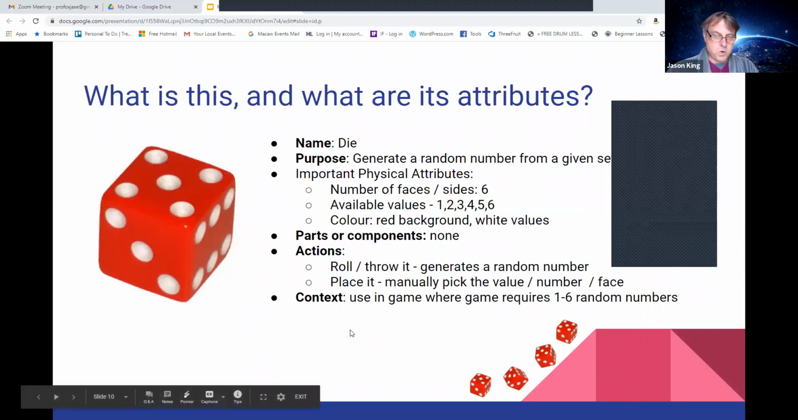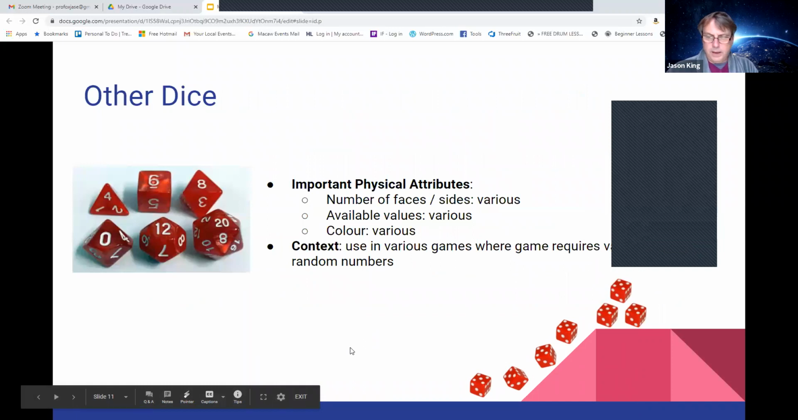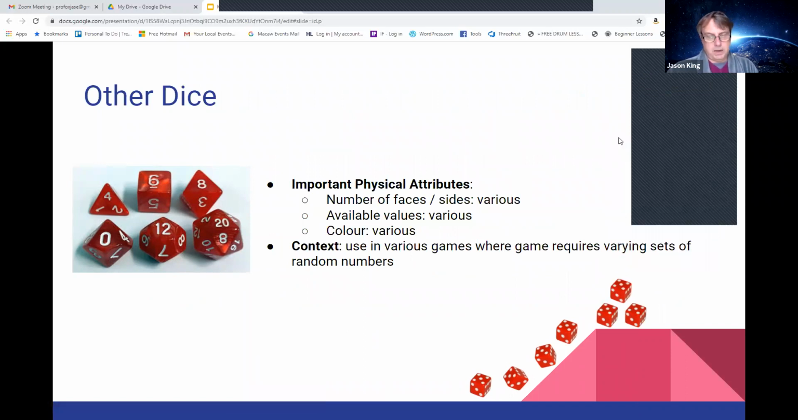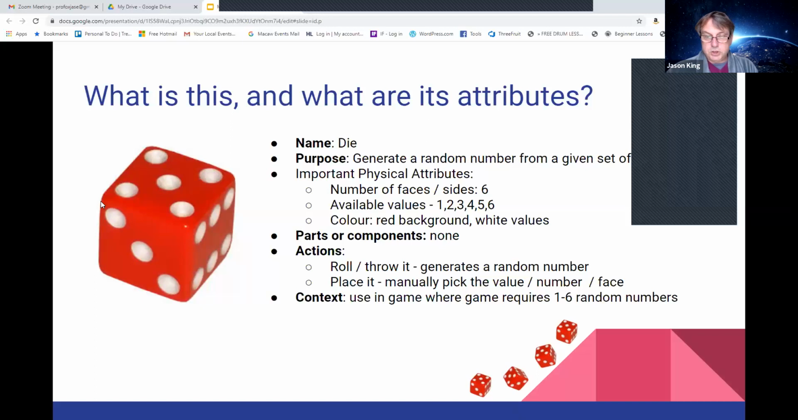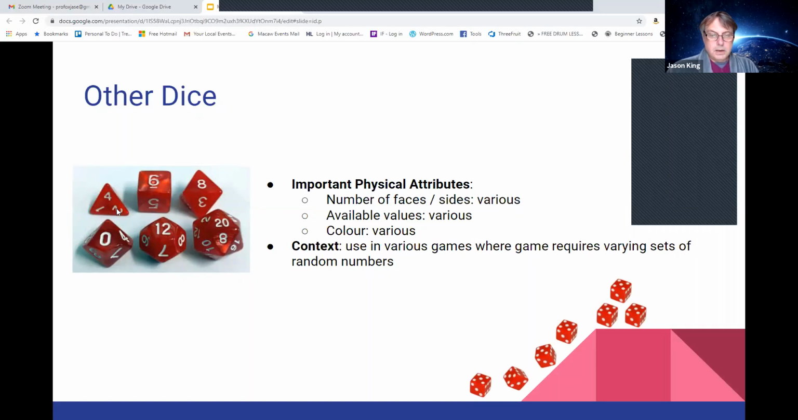So I'm kind of specifying some work for us here. There are other dice, and we can model them using the same techniques, but I'm only highlighting the differences now. We know that there's still a die. We know its purpose: to generate a random number from a given set of numbers. Its important physical attributes: actually, the number of faces on it is important, because it's linked to the number of values that we might get. So a D6, as they're called, will give us up to 6 values.